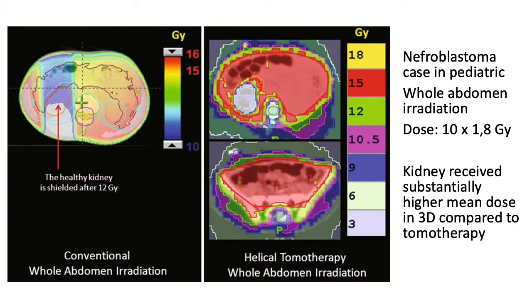Another example is when we do whole abdomen irradiation for cases like pediatric nephroblastoma. We can protect the healthy kidney from unwanted radiation exposure with tomotherapy.